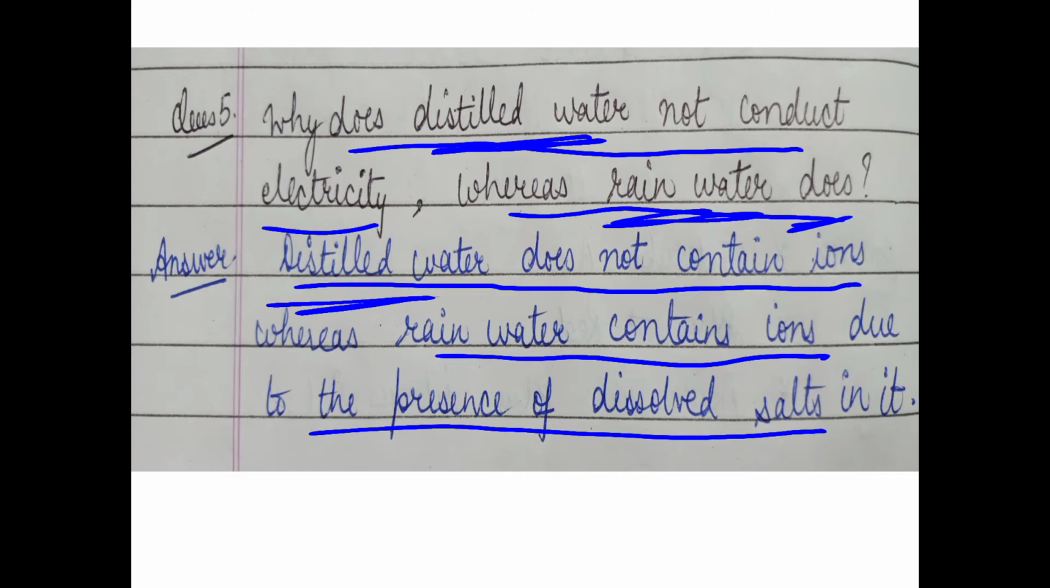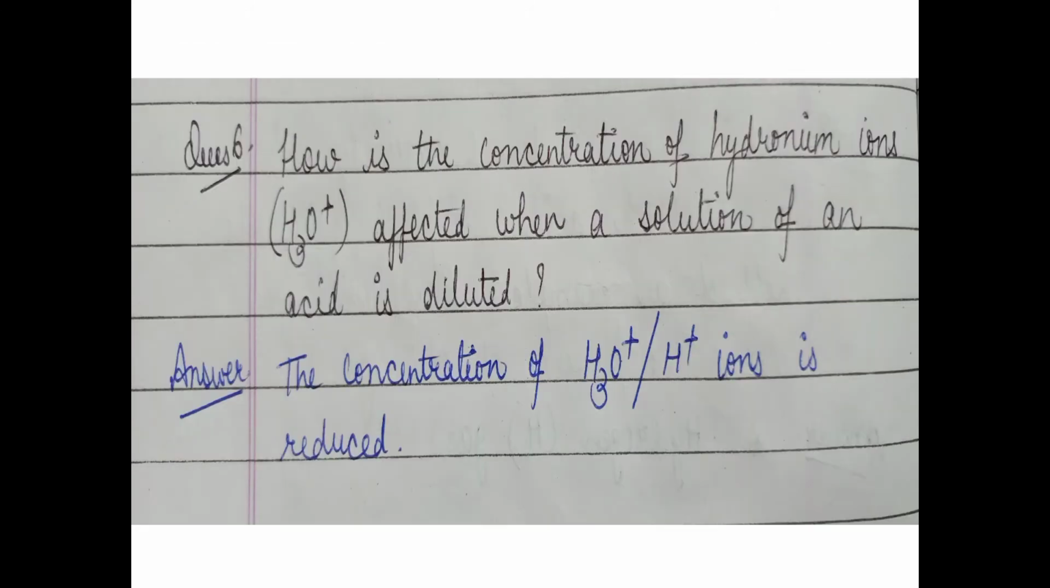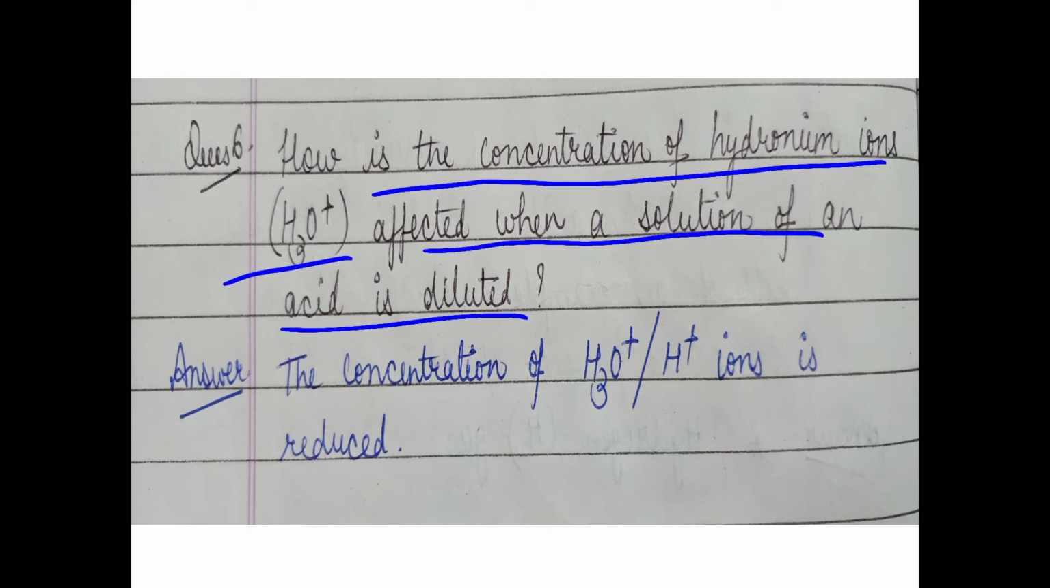So distilled water bhi mention karna hai and rainwater bhi. Question number 6 is, how is the concentration of hydronium ion H3O plus affected when a solution of an acid is diluted? Diluted means adding water to the concentrated acid.